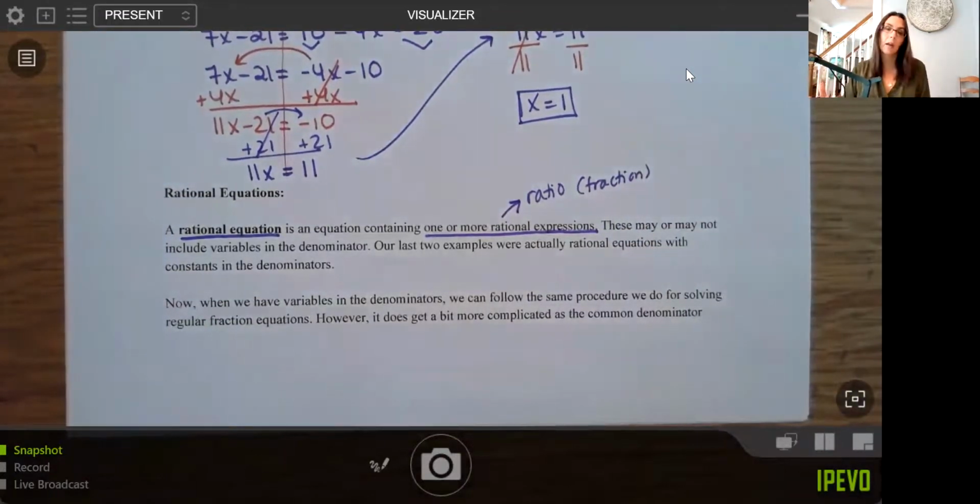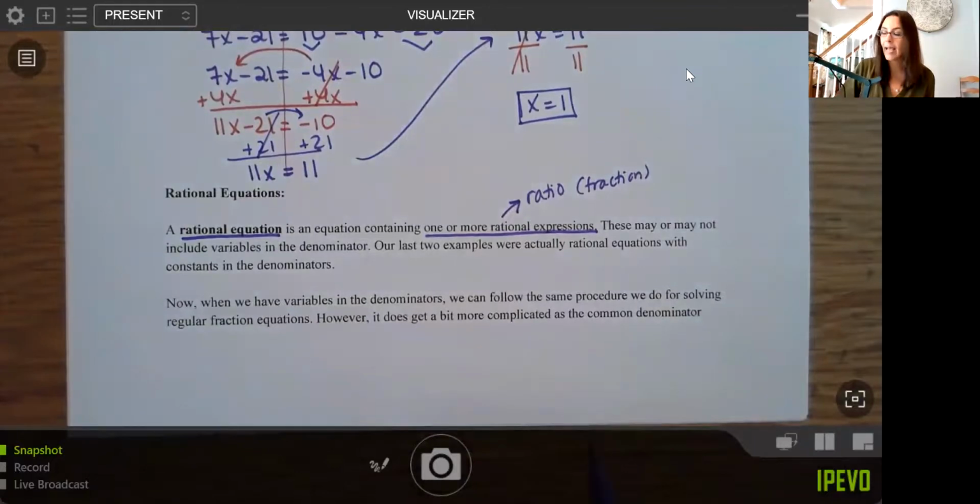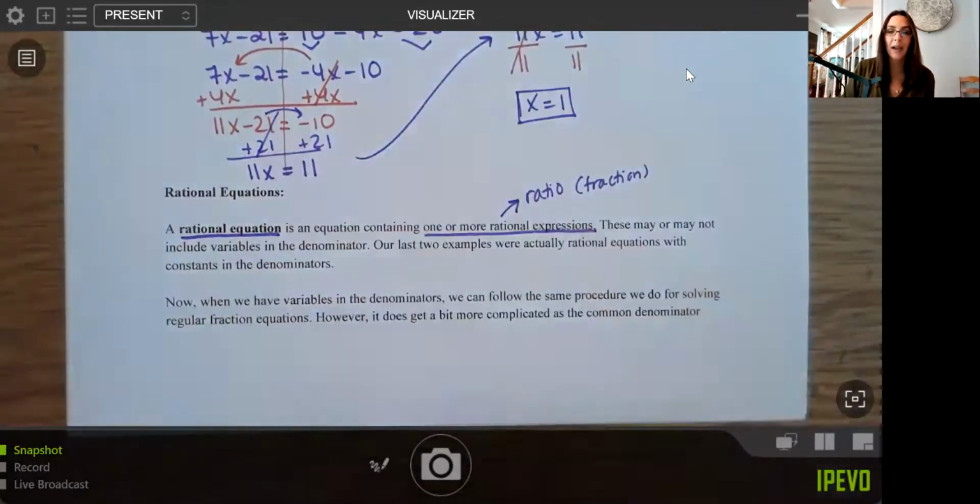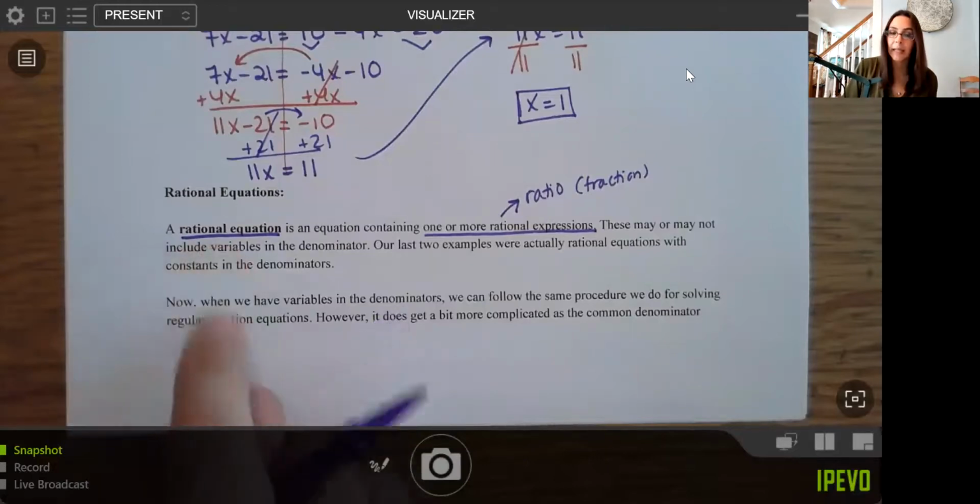Now, these may or may not include variables in the denominator. So our last two examples are actually examples of rational equations that have constants for the denominator, right? So just plain fractions. So sometimes we call those linear, sometimes we call those rational. They kind of fall into both groups when our denominators are just numbers, if they're just regular fractions. However, rationals can get more complicated.